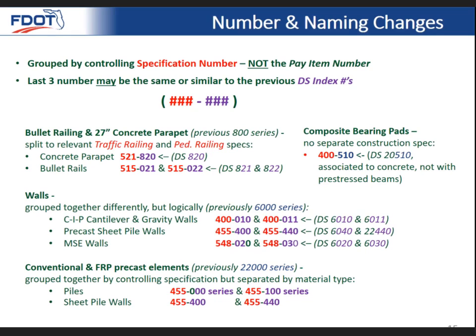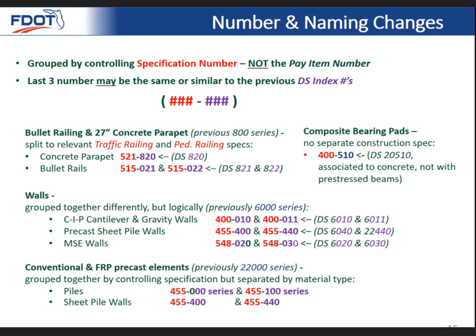So on this screen, we were showing some common changes that occurred with the first set, the bridge railing and concrete parapet. They used to be all grouped together under the 800 series. Because the components are covered by different specification sections, they actually get split up now into 521 and 515. But if you look at the purple numbering, that's similar, not always identical, to what it was before. So that's a crutch to help you through the transition. Composite bearing pads were a bit of an outlier since there was no specific construction specification. There is a material specification, but the pay item is actually under the 400 series. So that one we kept with the 400 series for concrete work.